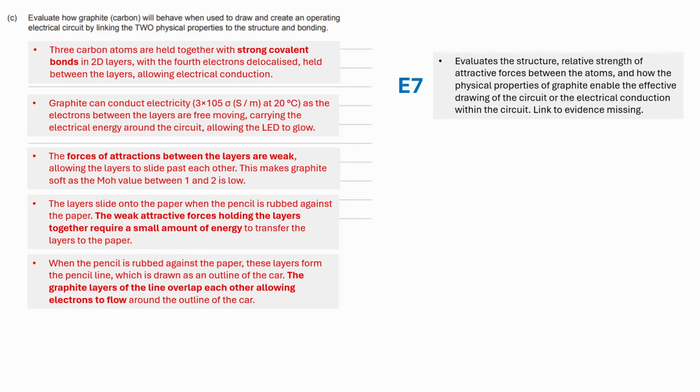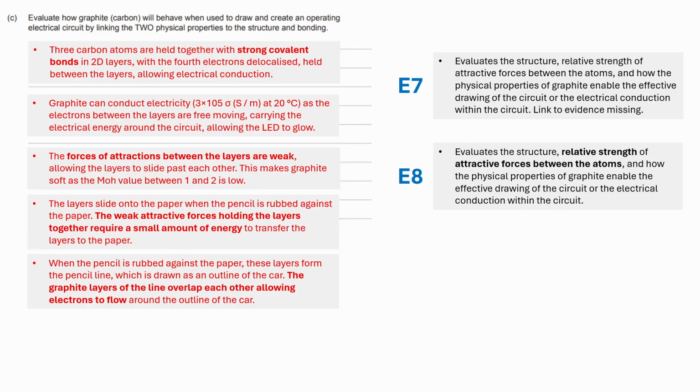Okay, to get an E7, you have to put this detail down, evaluate. Now evaluate, remember, is when we're writing these evaluations, we are linking multiple ideas together and we're making sure we're referencing the data values that we were given. We also need to link it at the end to why it will make an effective circuit. If we're missing some evidence, we're E7. If we have all the evidence here, we're at an E8.